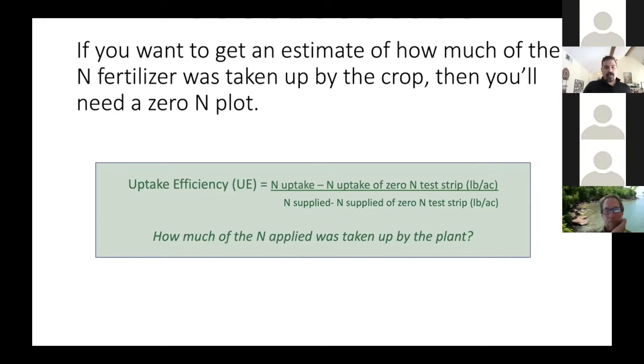So starting with the partial nutrient balance, right? That's the N removed minus the N applied.